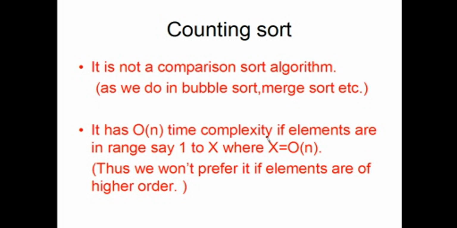Now the next thing is it has order of n time complexity. But we always say that the best known sorting algorithms are merge sort and quicksort, which have order of n log n time complexity. But this algorithm has order of n time complexity. So how is that? Yes, it works in order of n time complexity only if elements are in range say 1 to x, where x is equal to order of n. Thus we won't prefer it if elements are of higher order.